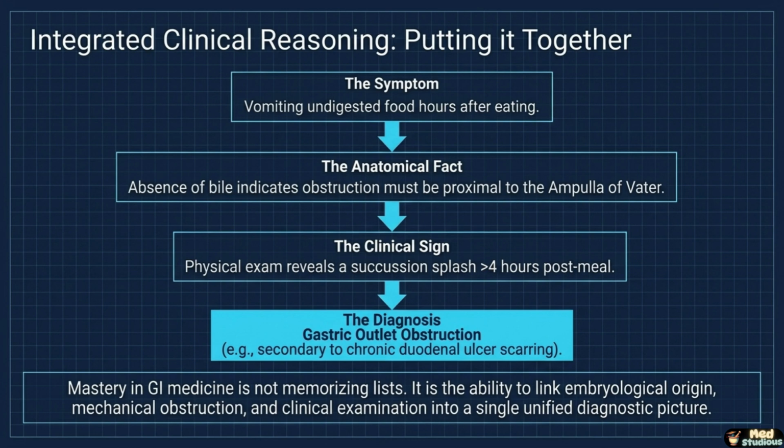This is the entire point of everything we've covered. Mastery in GI medicine isn't about memorizing isolated lists of signs and syndromes. It's about being able to link an embryological or anatomical fact to a symptom the patient reports, to a sign you elicit on examination, into one single unified diagnostic picture. Build that habit, and GI vignettes on any board exam stop being a memory test and become a reasoning exercise you're already equipped to win.